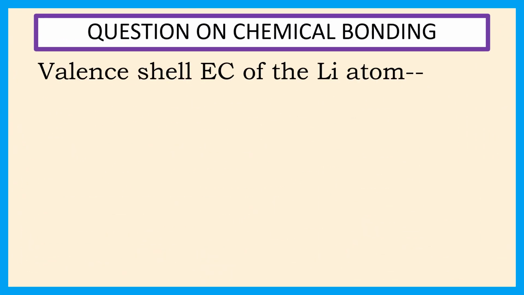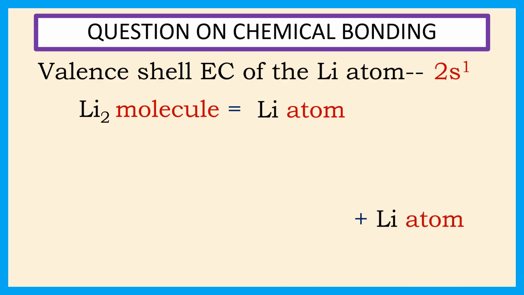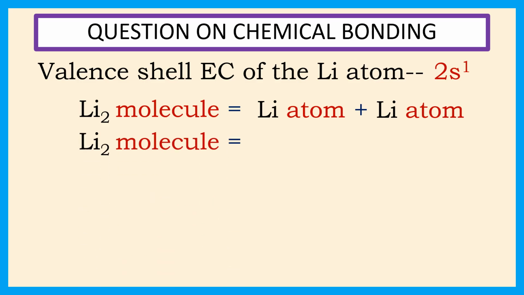The valence shell electron configuration of the lithium atom is 2s1. Li2 molecule contains 1 lithium atom plus 1 lithium atom. So the Li2 molecule has 1 for 1 lithium atom plus 1 for 1 lithium atom is equal to 2 electrons in its valence shell.